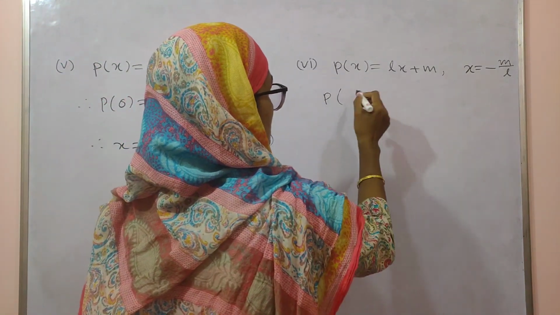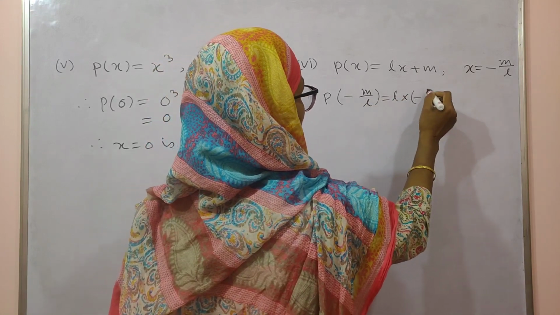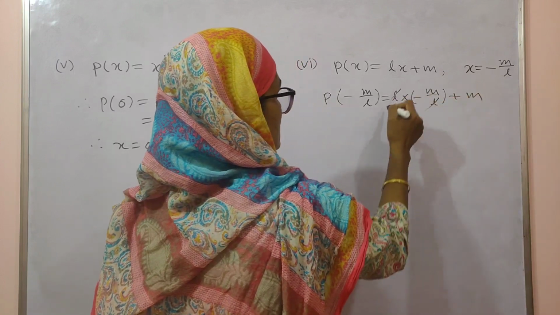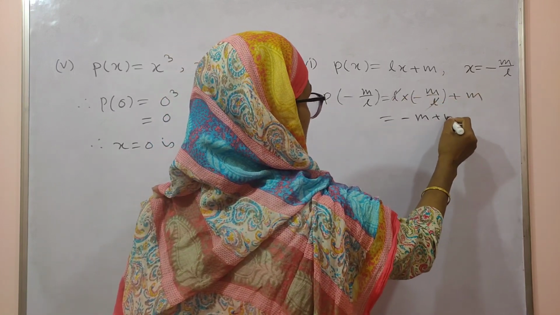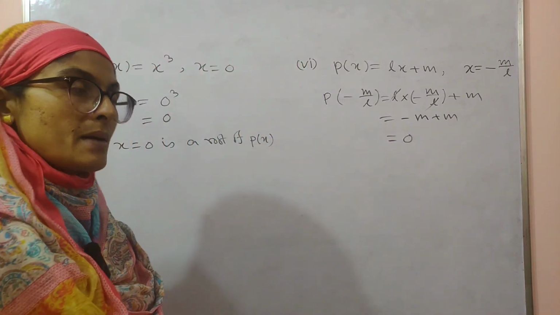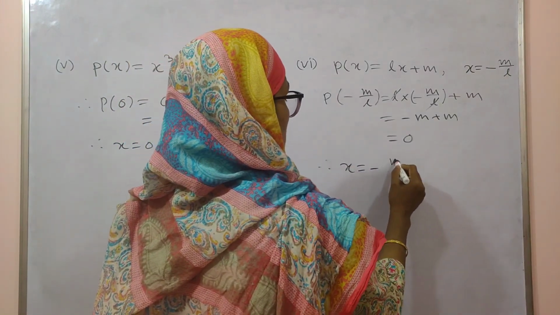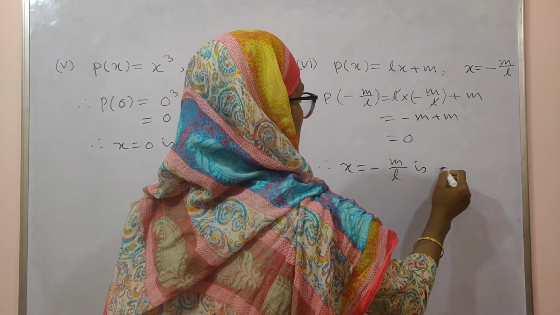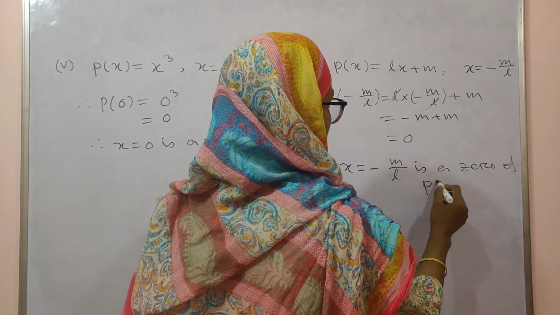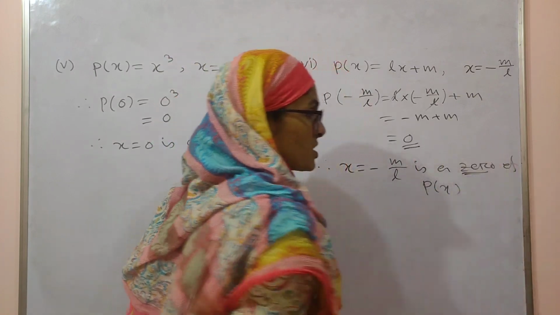Number 6, here x equal to minus m by l. Put the values minus m by l. Here l cancel, you will get minus m plus m. That means you will get 0. Minus m plus m or m minus m same thing. So this one 0. Therefore, x equal to minus m by l is a 0 of p of x. Remember, this 0 and this one not same, this one root.